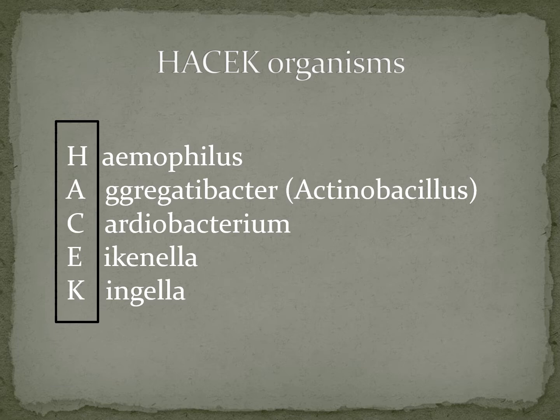The HACEK organisms are fastidious gram-negative rods, and they grow best with carbon dioxide. They grow best with CO2. HACEK is an acronym that stands for Haemophilus, Aggregatibacter, Cardiobacterium, Eikenella, and Kingella. The bottom ones, the Aggregatibacter, Cardiobacterium, Eikenella, and Kingella, are all slow growers. There's a really nice table in your Mahon textbook that talks about the enzymatic and fermentative and biochemical differences of all these organisms.